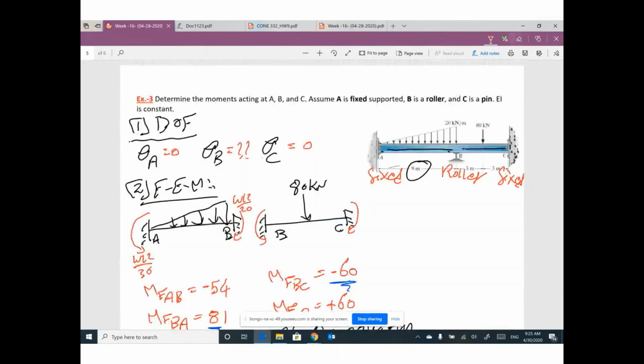Once you get your values, you are done. If you would like to get extra points, put this value up or down, this value up or down, this value up or down, and dotted line, we have a parabola. Because it's a distributed load. Dotted line and put a triangle. Because we have concentrated load. This shape can be called final bending moment diagram.